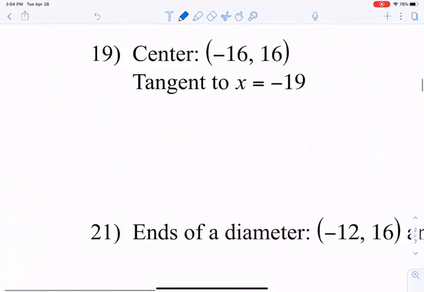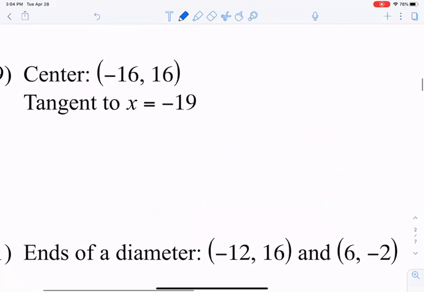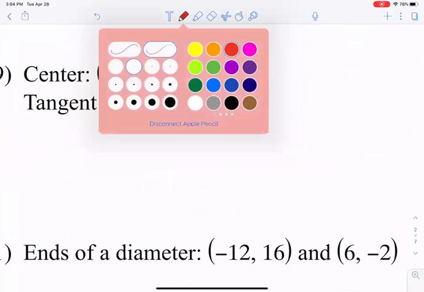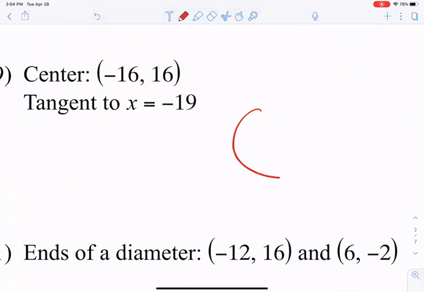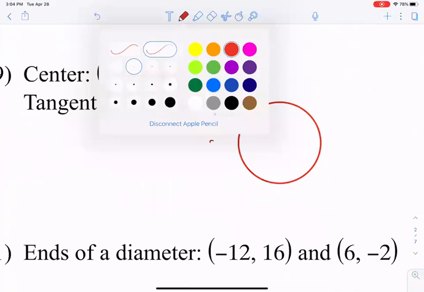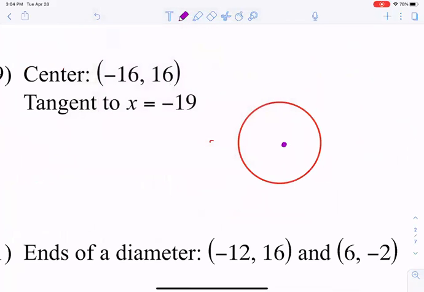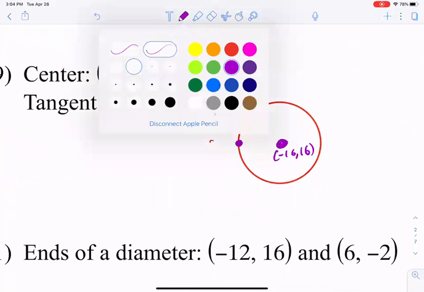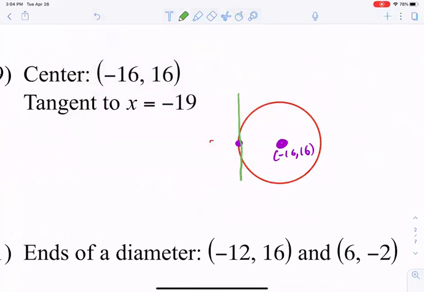Okay, next problem. Here they have a circle. They're saying that there's a tangent line. Well, the center is at (-16, 16). And they're saying tangent to x = -19. So let's assume that it's here. Tangent means it touches the circle at one point. That's all it is to it.